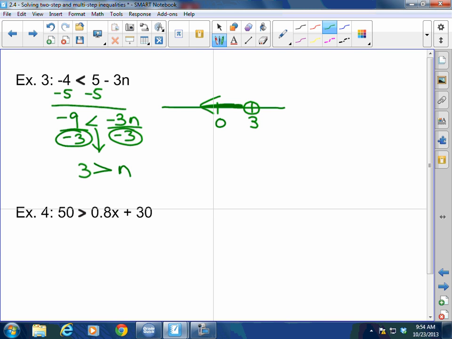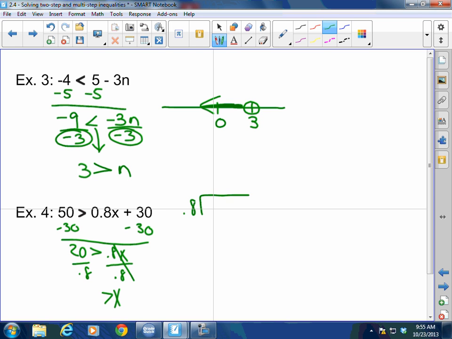For number 4, I got 50 is greater than 0.8x plus 30. I'm going to undo addition, subtraction first. I'm going to subtract 30 to both sides. 20 is greater than 0.8x. I'm going to cancel multiplication with division. Divide by 0.8. So 0.8 on the outside, 20 on the inside, 1 to the right, 1 to the right. Bring it up, fill in your 0. That's going to go in 2 times. That's 5. So x is less than 25.